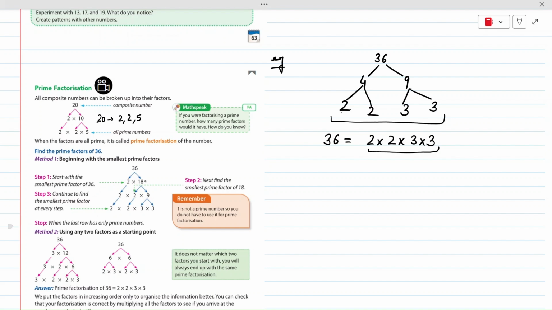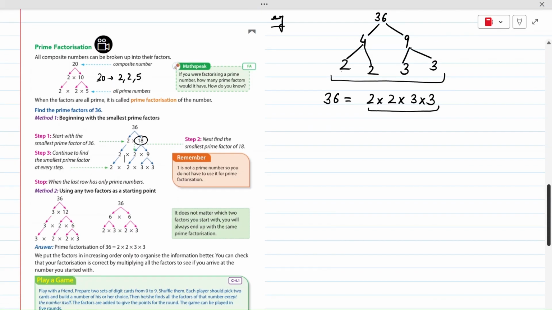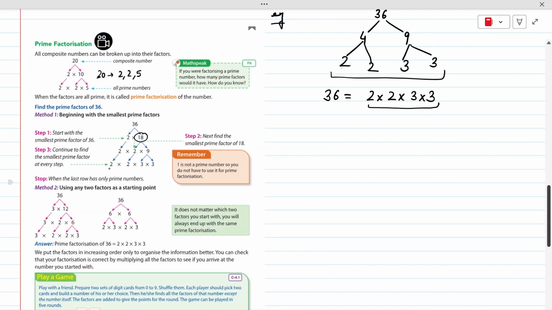And then the other one is 18. So 18 can further be broken down into 2 and 9, and then 2 as is and 9 into 3 and 3. But if you see the end result of it, it is the same. 2 into 2, 3 into 3. And then again there is another method also. I can also write 36 as 3 into 12.